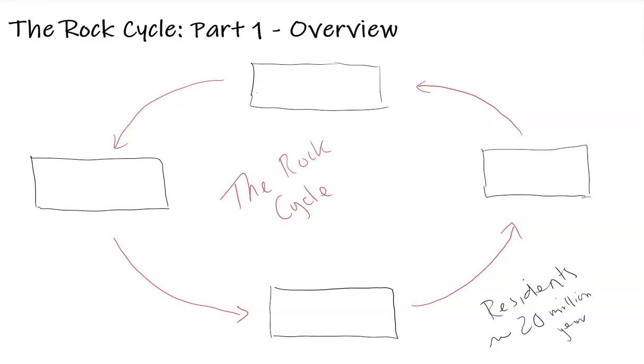So the rock cycle contains three rocks, or rock types. You have igneous rock, you have sedimentary rock, and you have metamorphic rock. Now, the other empty box here would be magma, or lava. So that's how I present it.